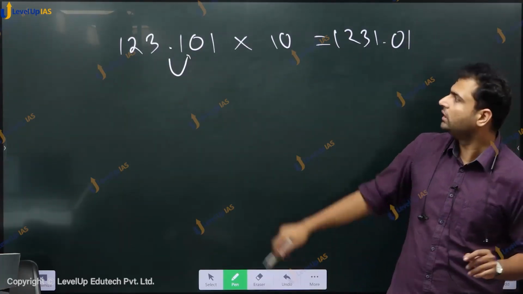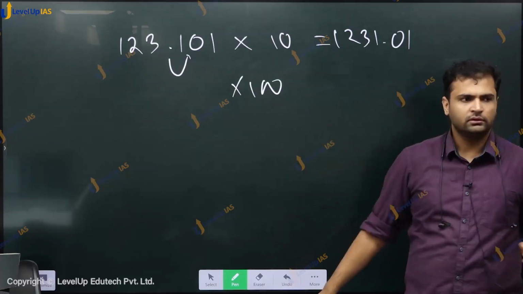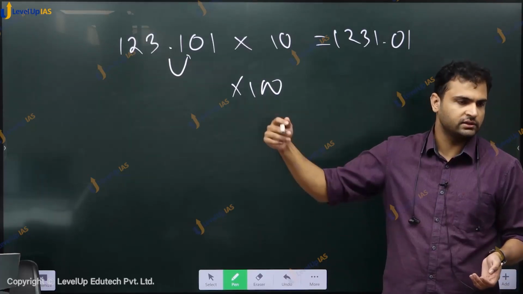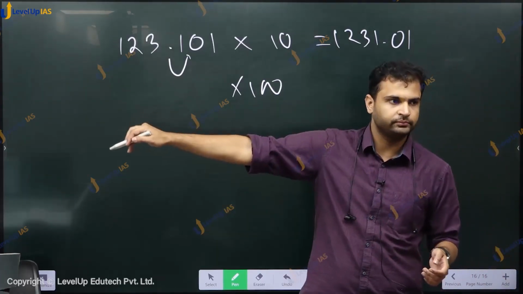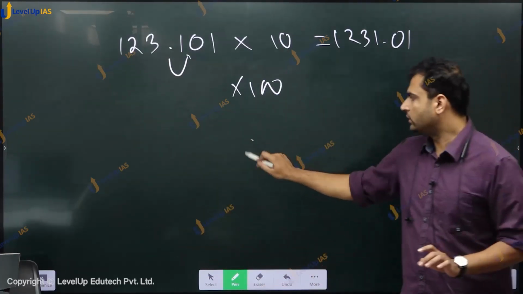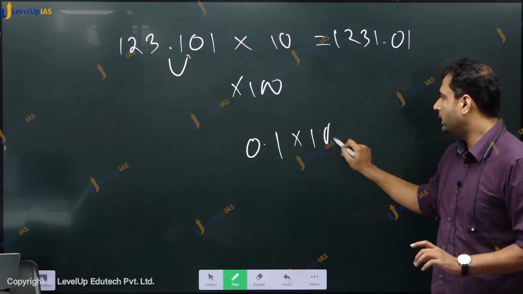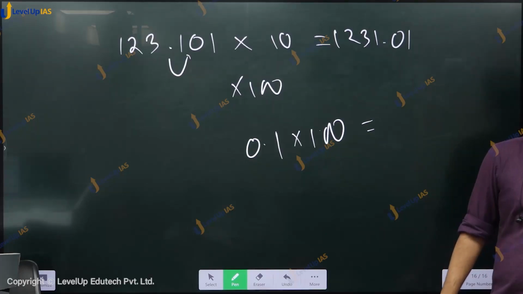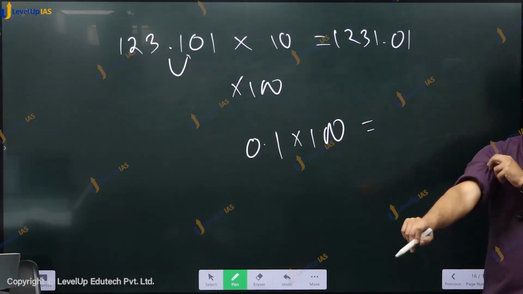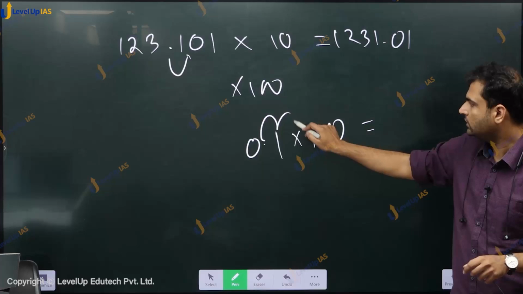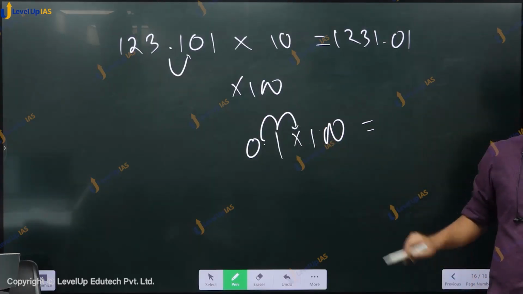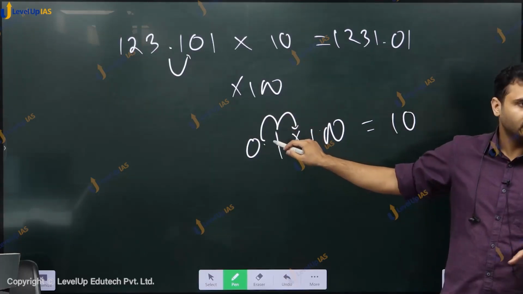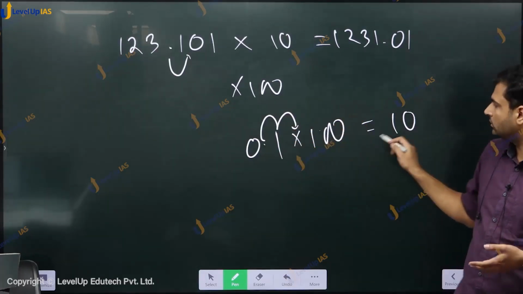Whenever you multiply by 100, two places. If you multiply by 1000, 3 places. 10,000, 4 places, and so on. So if we have 0.1 into 100, what would it be? It would be 10. एक राइट आ गए तब 1 आ गया, बट एक और 10 बचा है, तो वो 10 से मल्टीप्लाई होगा.